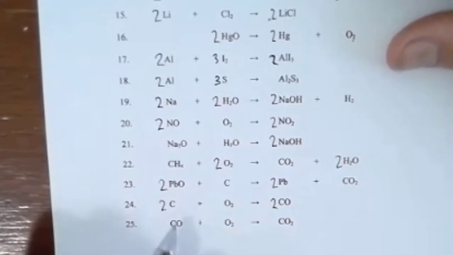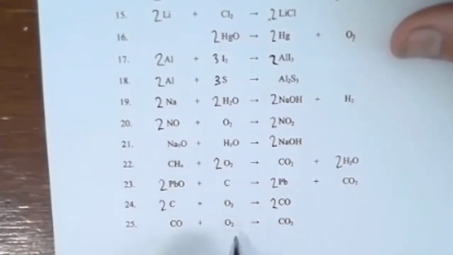Last one. Okay, we've got 3 oxygen on this side. So if I put a 2 here, and a 2 here. So that means 2 and 2 is 4 oxygen. 2 times 2 is 4. And 2 carbon and 2 carbon. There you go.